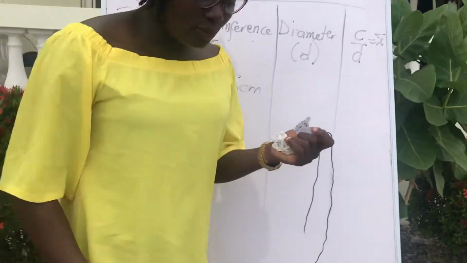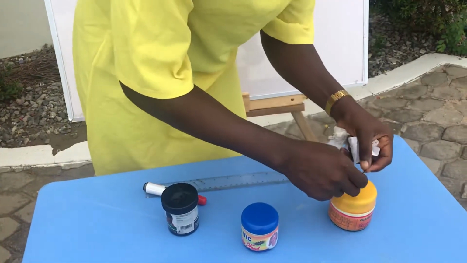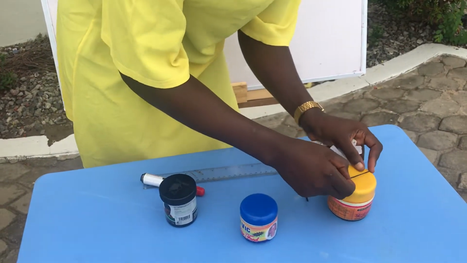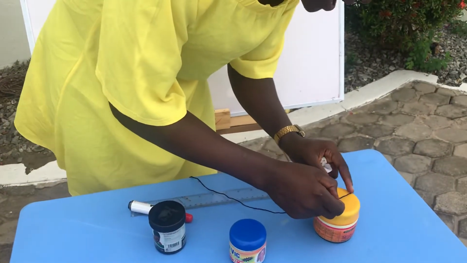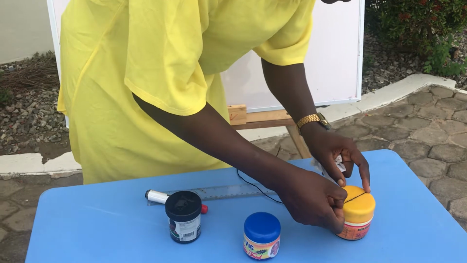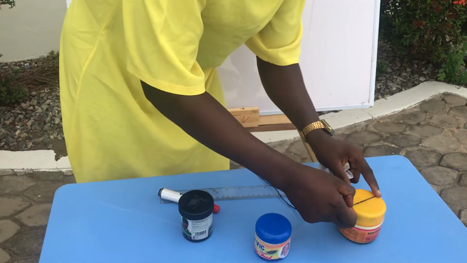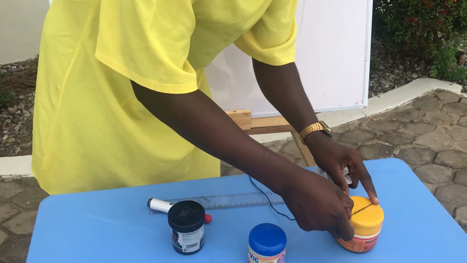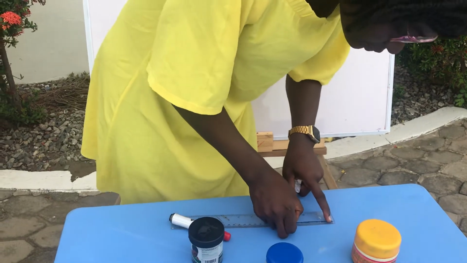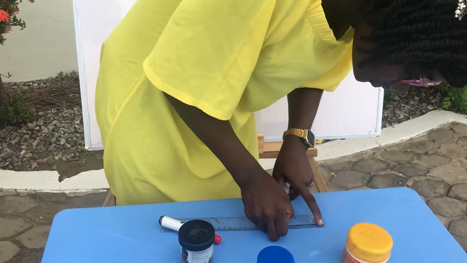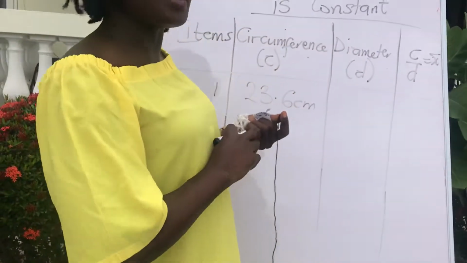Then we take the diameter of the same item. Okay. And I believe you know what a diameter is. Okay, a line dividing a circle into 2 equal parts. Good. This is a thread dividing the circular object into 2 equal parts. So I'll take the measurement on the ruler. Great, and that is giving me 7.5 centimeters.